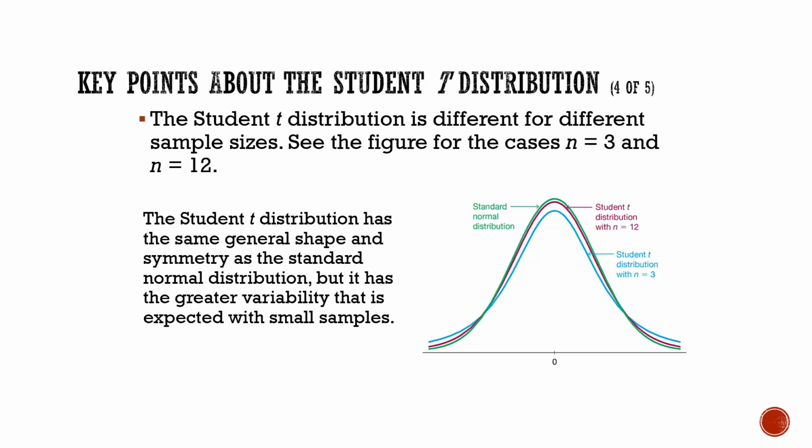But the way I think about this is: I told you that S is a biased estimate for sigma. That bias means it's not as good of an estimate, so there's more room for a larger variation than we would expect. That's what causes the larger tails. Now notice this blue curve is a student t distribution with a sample size of 3. This red one is a sample size of 12. Notice which one has the thicker tail, the sample size of 3 or the sample size of 12?